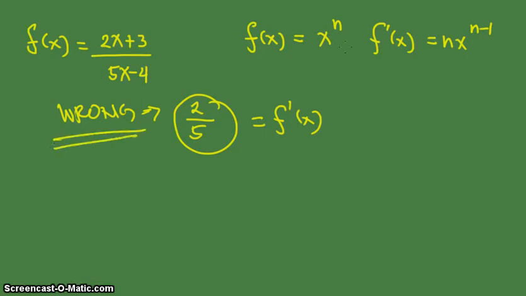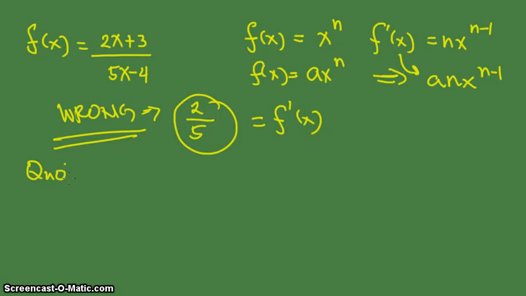This will apply only to an expression exactly written as x to the n, or if you have a coefficient, say a x to the n, then the derivative will be a n x to the n minus 1. But this is completely different because you have a quotient of two expressions. So the question now is, how then should we differentiate a function like this? We need another rule, which is what we call the quotient rule.